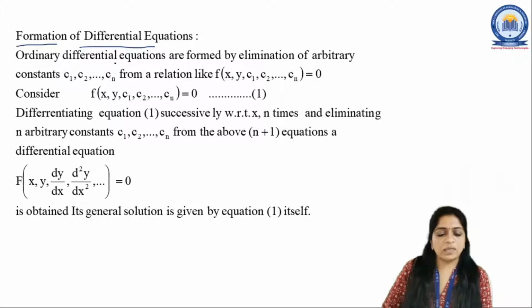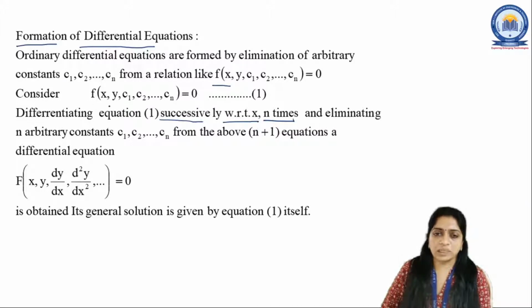Ordinary differential equations are formed by elimination of arbitrary constants C1, C2 up to Cn from a relation like f of x, y and the constants equal to 0. Consider that function as equation 1. Differentiate equation 1 successively with respect to x, n times. Why n times? Because that function contains n constants.